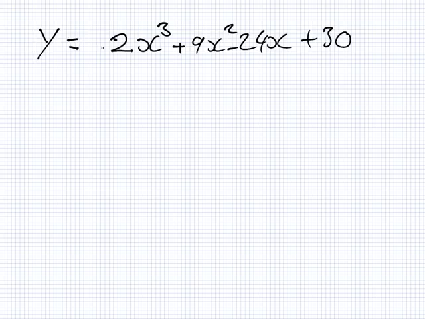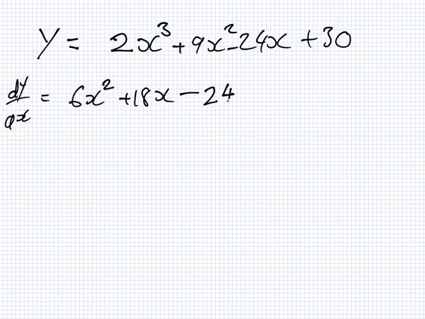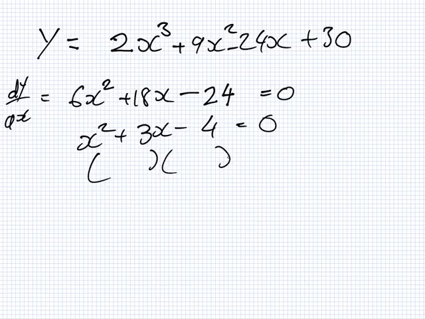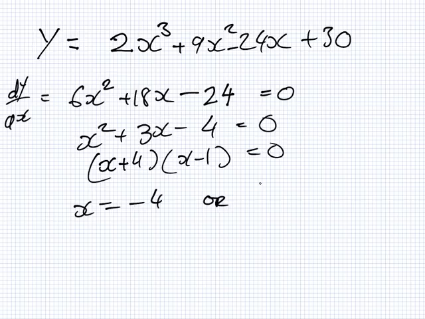Okay, ready for this one? The derivative equals 6x squared plus 18x minus 24. Yes? And we want this to equal 0. I'll divide by 6. I have two answers: x plus 4, x minus 1. So x equals minus 4 or 1.